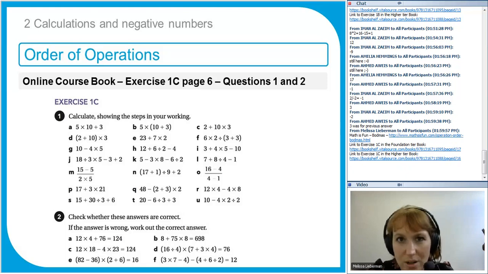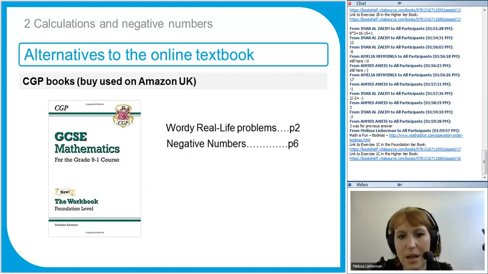More importantly, you do these ones, and we will revisit orders of operations throughout the course. So it's just a rule of maths, and it will apply to everything. So you will practice this again in future lessons.